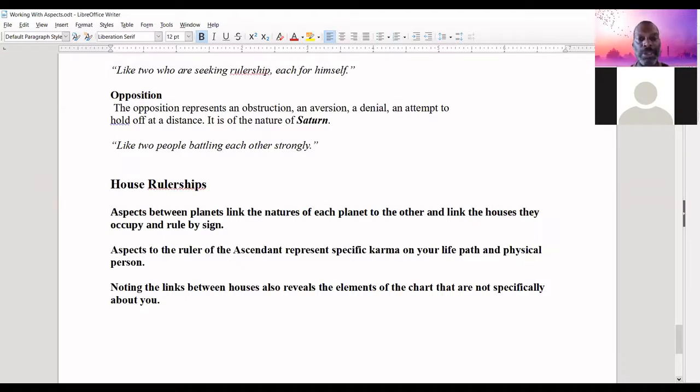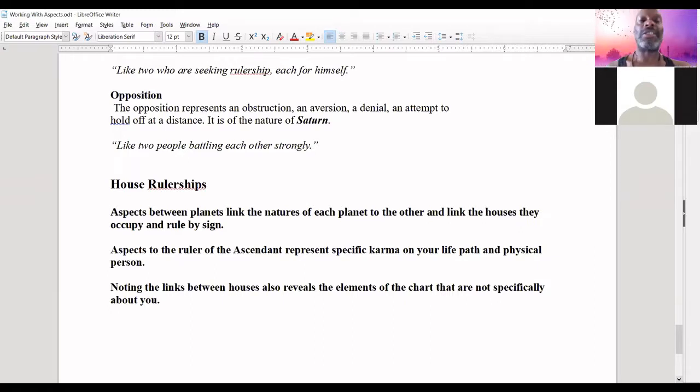And I'll put up a chart in a minute so that we can look at something. Aspects to the ruler of the ascendant represent specific karma on your life path and physical person. Now, the ascendant represents your body. It's called Vita, the house of life. So it's your body, your life, your physical health, your physical appearance, but it's your inherent inclination and talents.